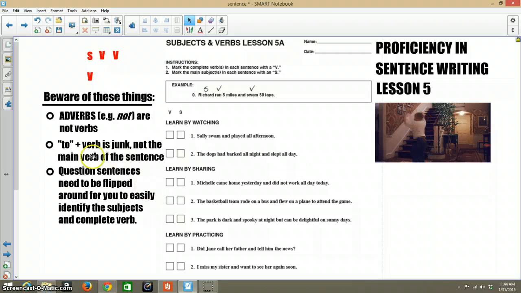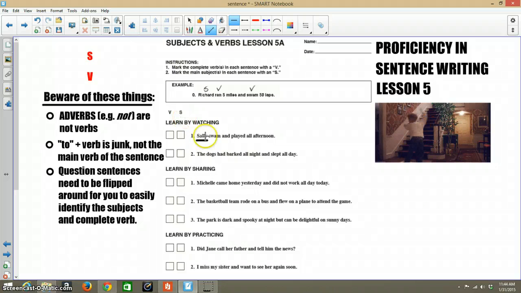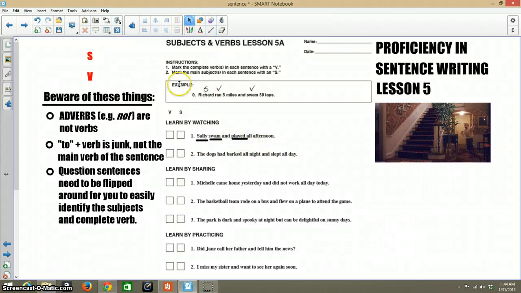Keeping in mind some of the things we've kept in mind before, the subject of number 1 is really easy to find. It's just a person's name. So Sally, that's the S. There's a verb. There's that word "and," like I was talking about. And then another verb, played. What's nice about this is it's really simple for you.